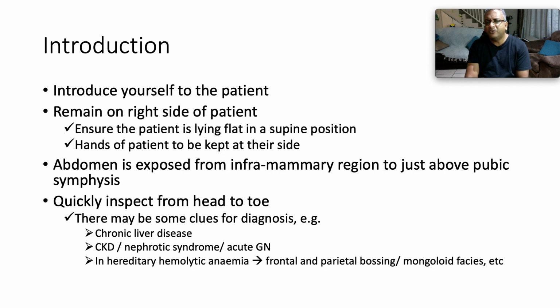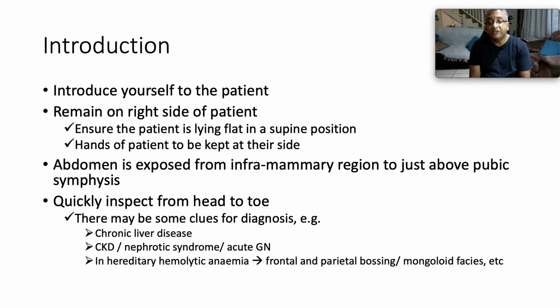And you just want to quickly inspect from head to toe. Like we said, there may be some clues for diagnosis, like chronic liver disease. We're going to look specifically at the stigmata of chronic liver disease in a subsequent slide. Look for features of chronic kidney disease, nephrotic syndrome. Usually the patient is grossly edematous, has anasarca, especially periorbital edema, acute glomerulonephritis as well.